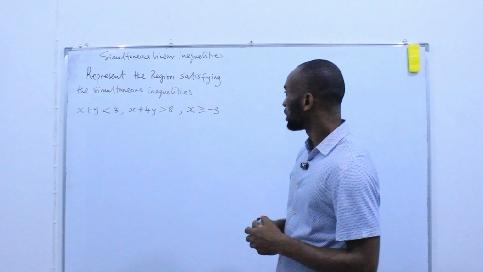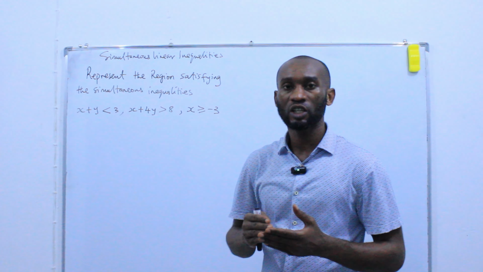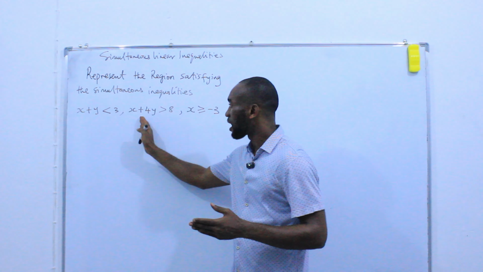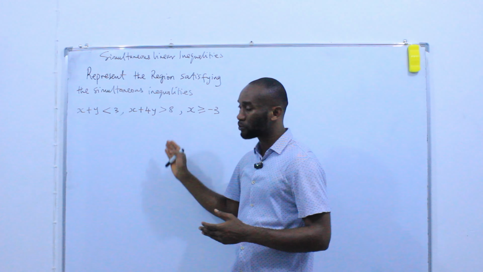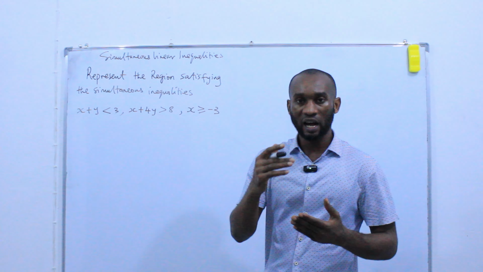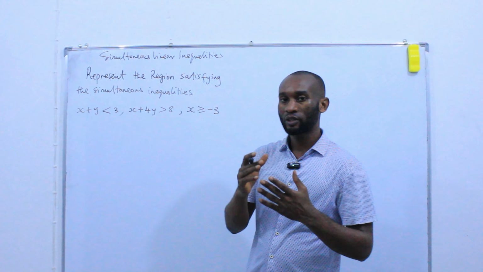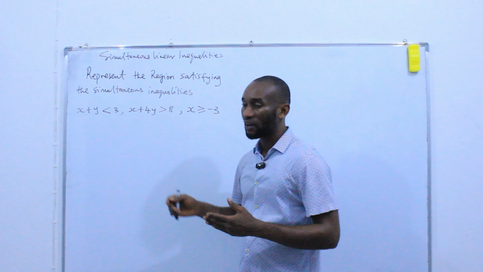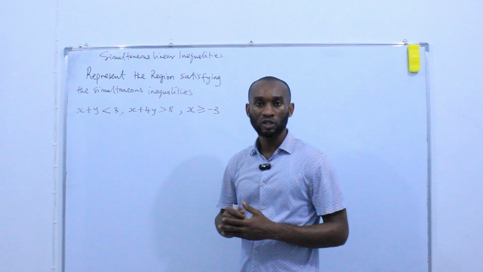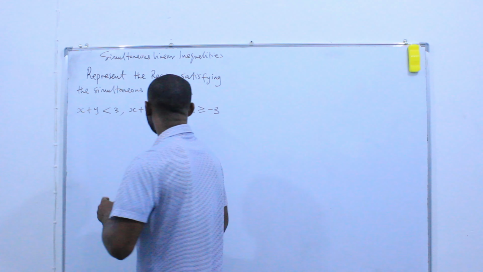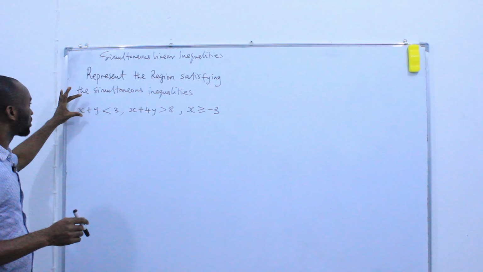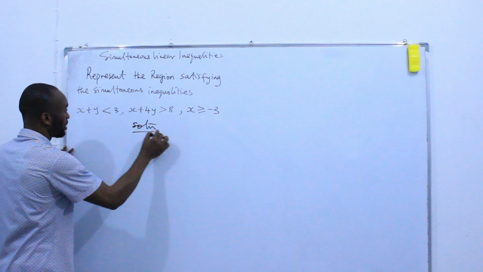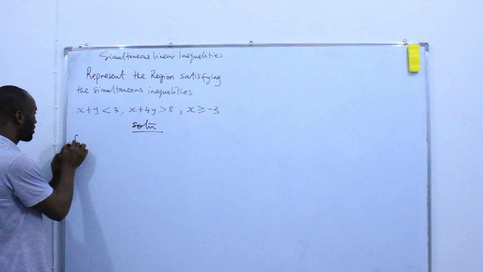Now, first of all, the approach is that we are going to look at these inequalities as equations, as linear equations. Then we draw the graph of these equations. When we draw the graph of the linear equations, we then look at the regions that satisfy these simultaneous inequalities. I'm starting with the first inequality.